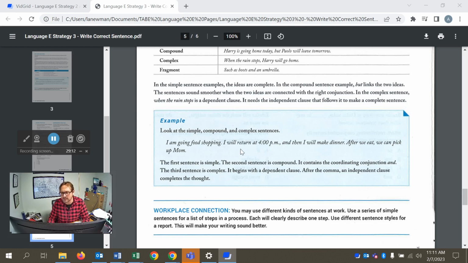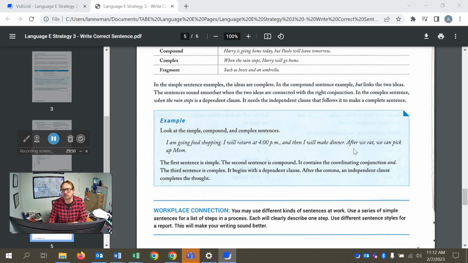Verb, will return. But then we have a comma and one of our coordinating conjunctions, one of our FANBOYS. This is the "and." And then I will make dinner. So I is the subject of this clause. Will make is the verb. So we have combined them. And the adverb "then" works also. It doesn't turn it into a subordinate clause. Then I will make dinner is still a complete sentence. So two independent clauses joined together with the comma and coordinating conjunction "and," one of the seven FANBOYS.